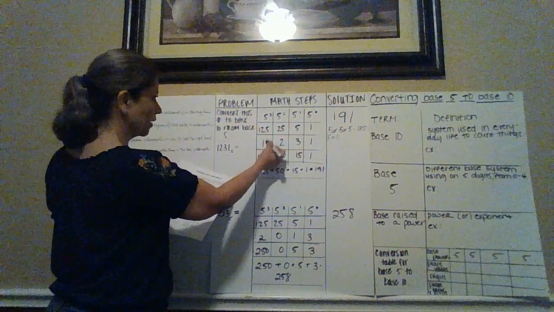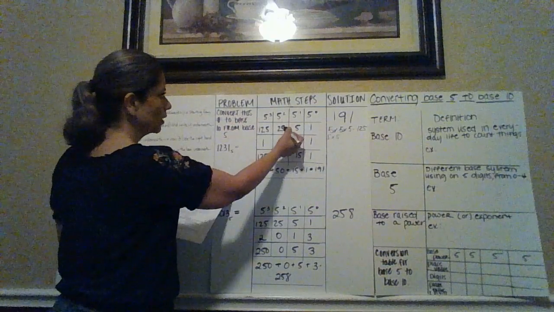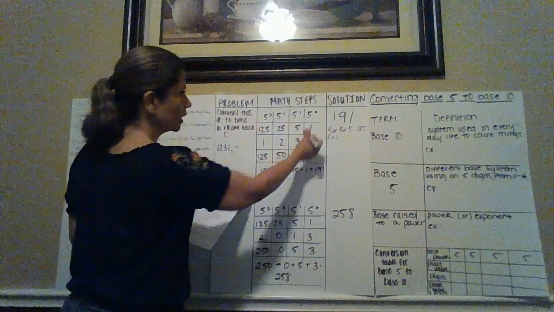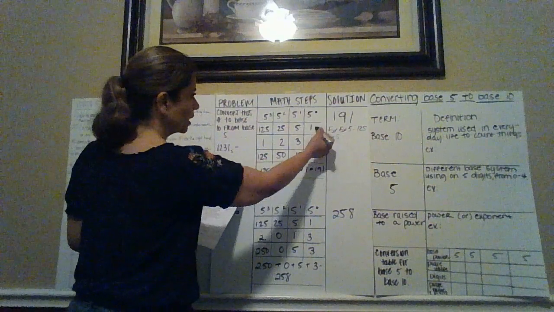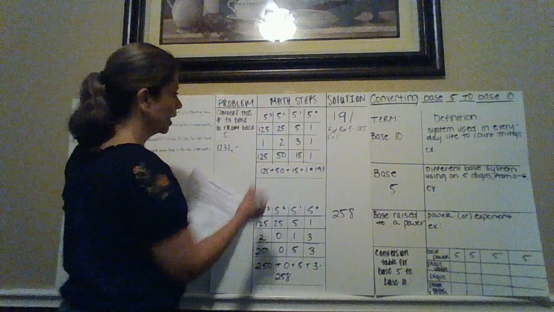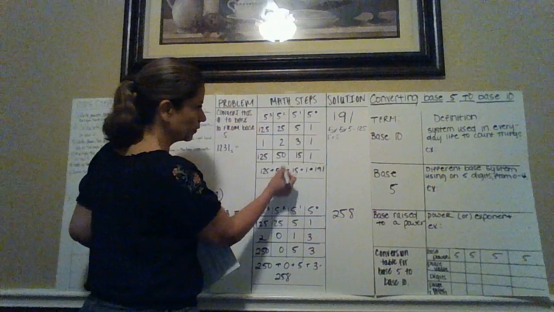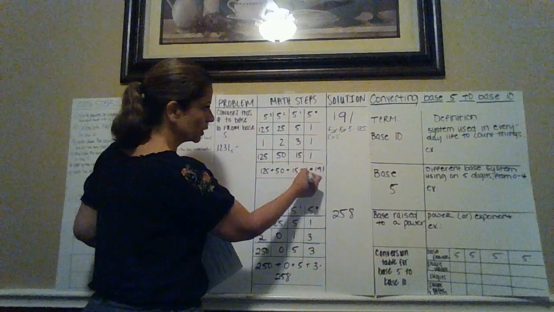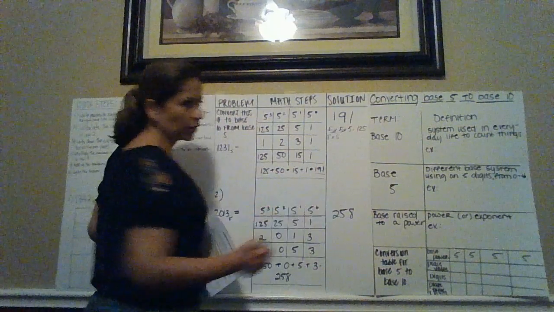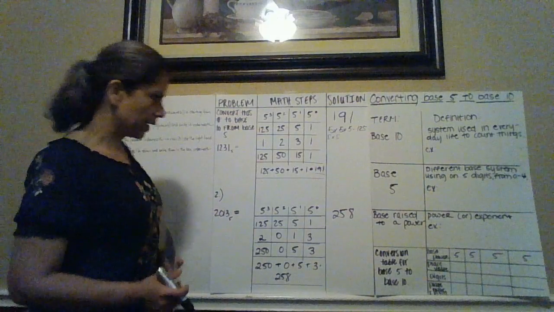So 125 times 1 is 125. 25 times 2 is 50. 5 times 3 is 15. 1 times 1 is 1. And then we add them all across. 125 plus 50 plus 15 plus 1 is 191. And that's how we come up with our answer.